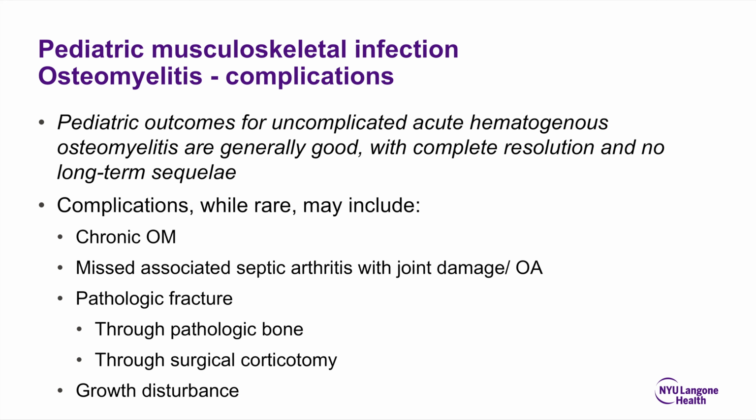In general, outcomes for uncomplicated acute hematogenous osteomyelitis in kids are good, with complete resolution and no sequelae in the long term. However, complications do occasionally occur, and these may include chronic osteo, associated septic arthritis with resultant joint damage and osteoarthritis, pathologic fracture either through infected bone or through your surgical corticotomy if you have treated it surgically, and then growth disturbance if the physis has been affected either with the infection or with surgical treatment.